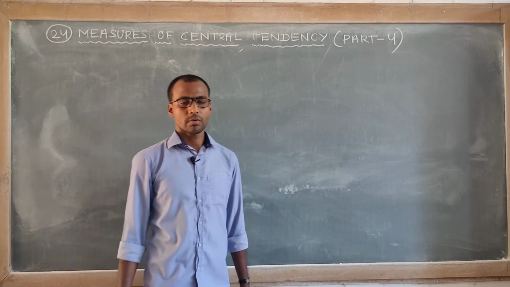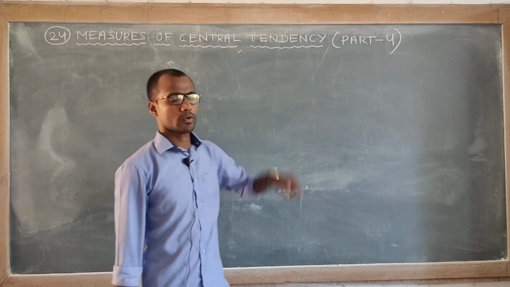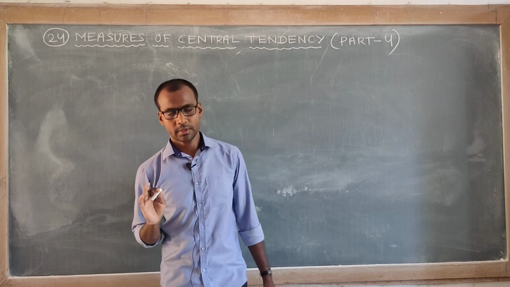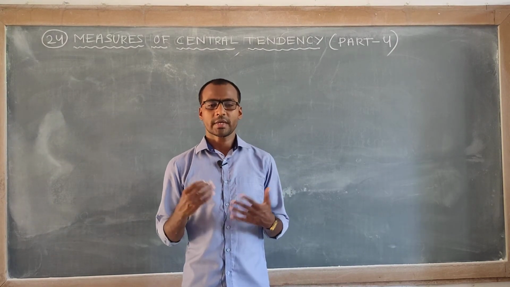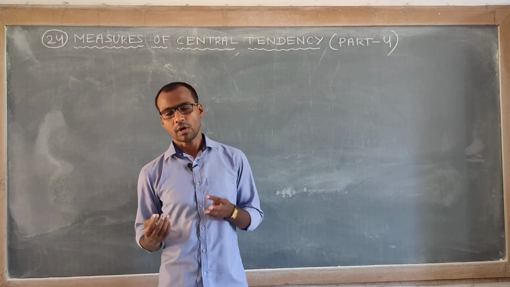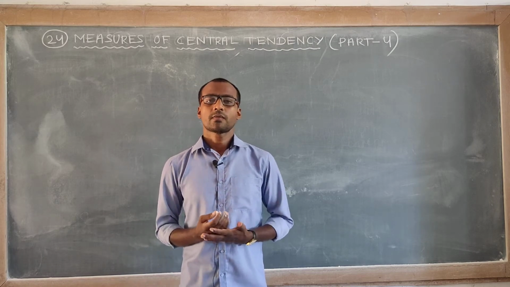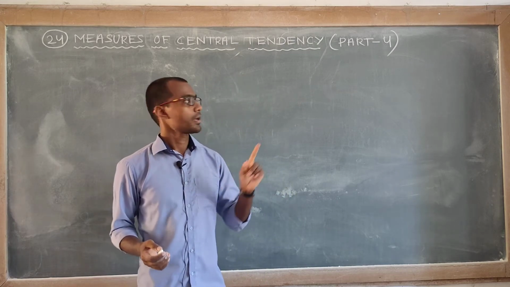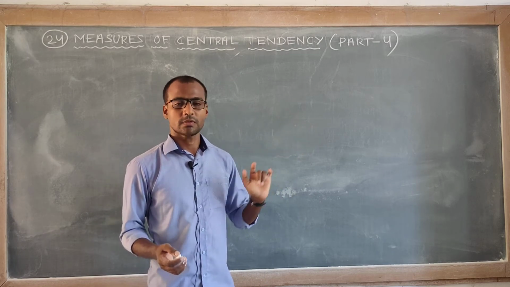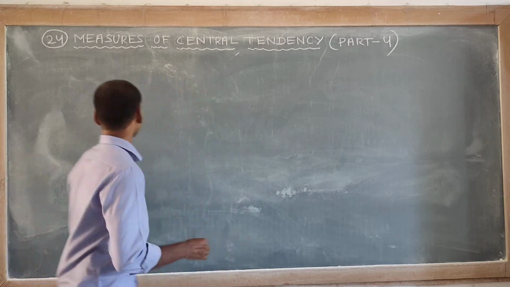Hello children, welcome to Measures of Central Tendency part 4. This is the last part of this chapter, and it is a very important part. Here I will explain how to find median and quartiles and interquartile range for grouped data. Part 3 was for ungrouped and untabulated data. Part 4, the last part, is for grouped data.